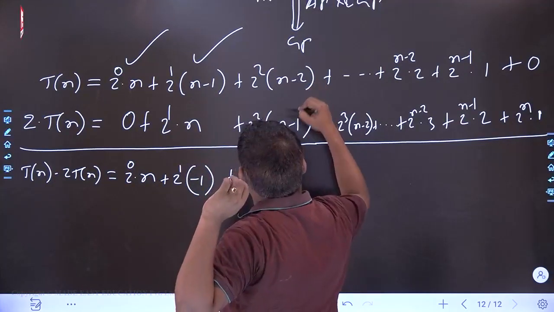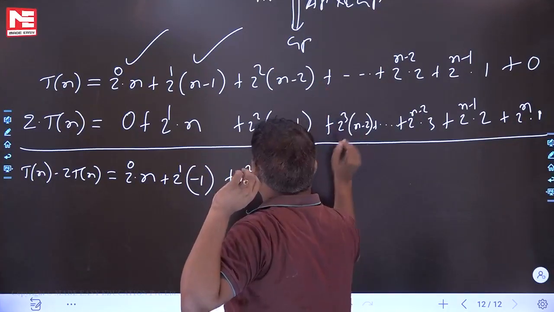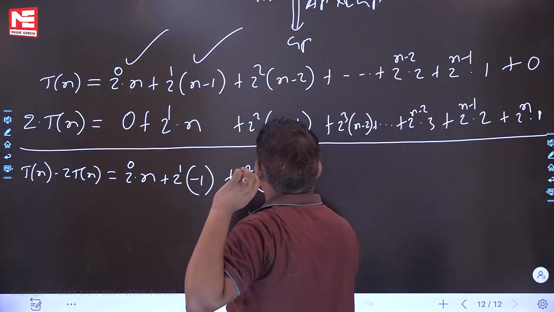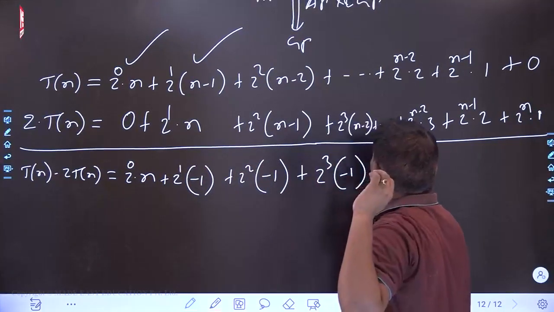Right? Next one same. 2 square into n minus 2 minus 1. I think this is 1 extra. Right? So smaller one minus bigger one. What is the answer? Minus 1 again. Next one. 2 cube minus 1. It will continue like this.